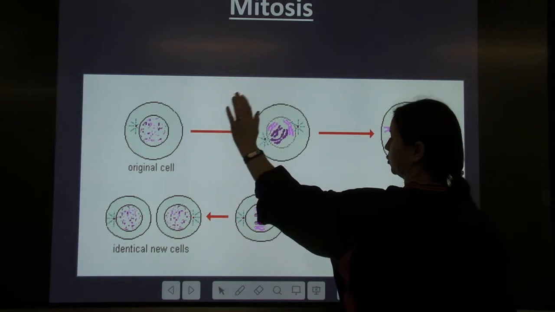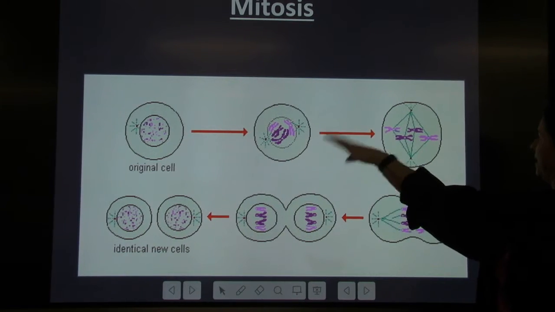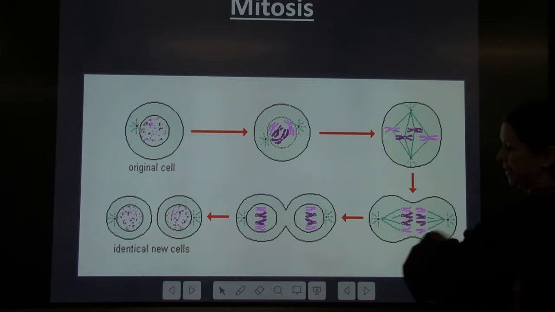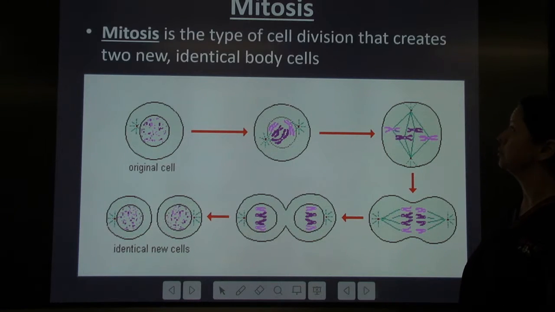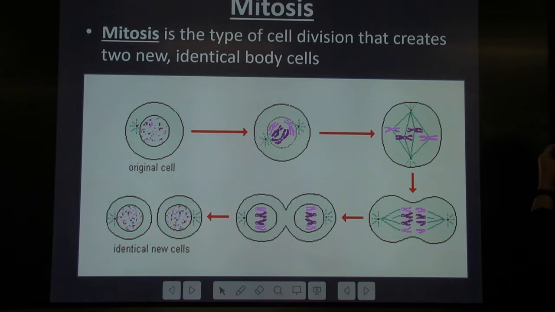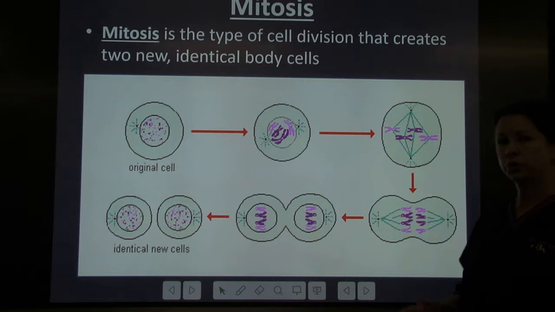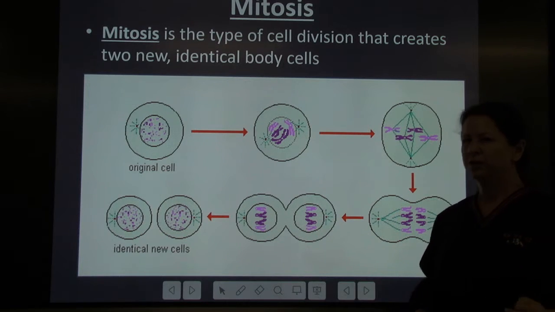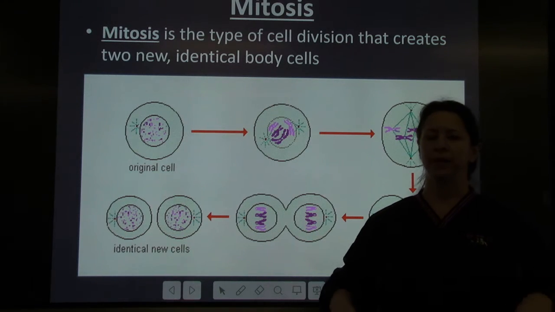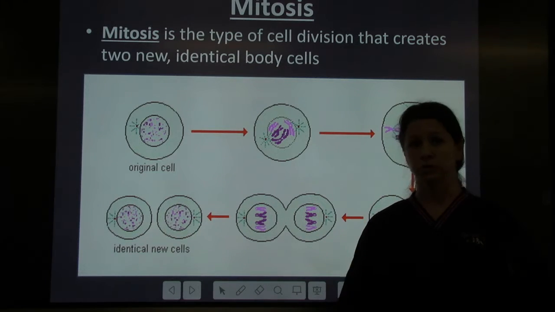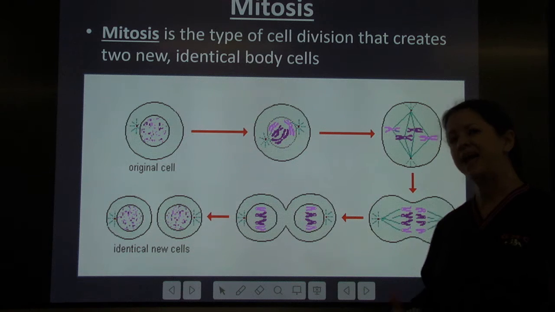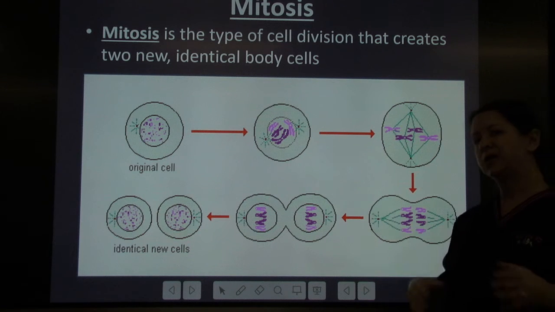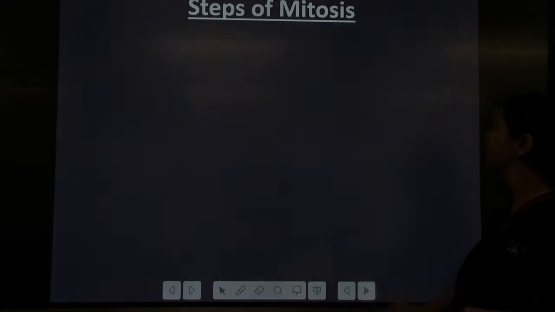Remember, you start with the original, you go through prophase, metaphase, anaphase, telophase. You end up with two identical cells. So that's the type of cell division that makes new identical body cells. So this is your skin, your stomach, how your fingernails grow, how your bones grow or heal themselves, everything in your body. Mitosis is how you make new cells.